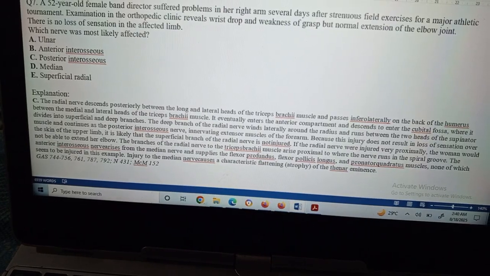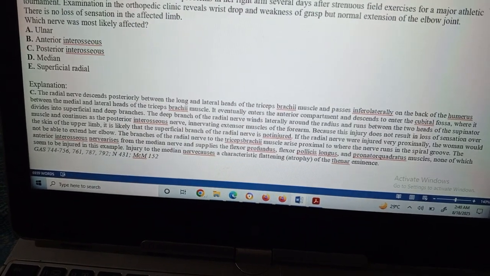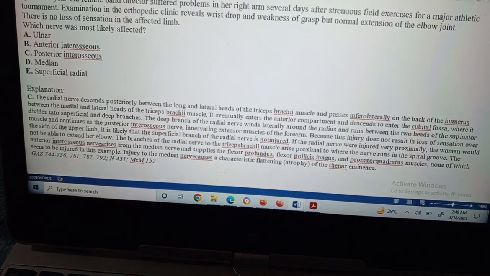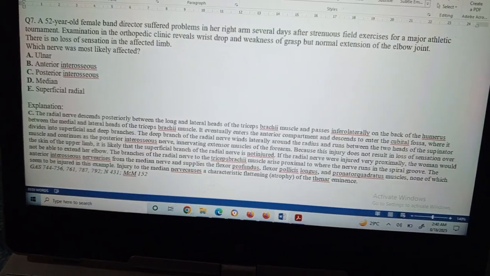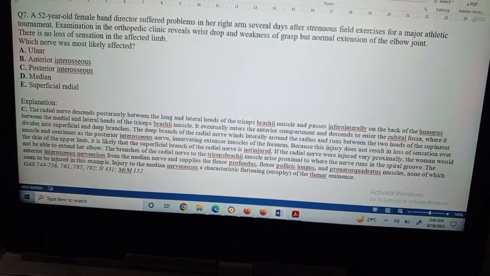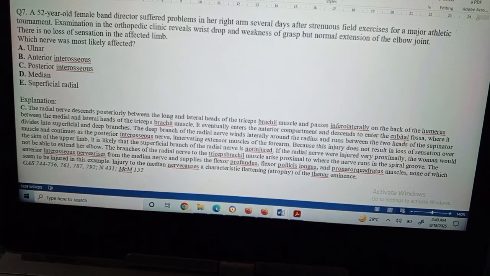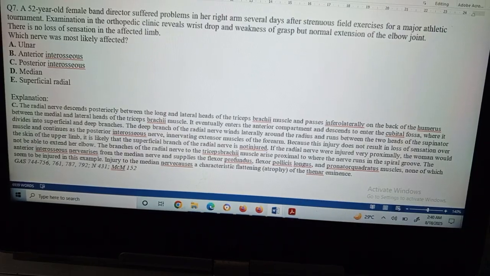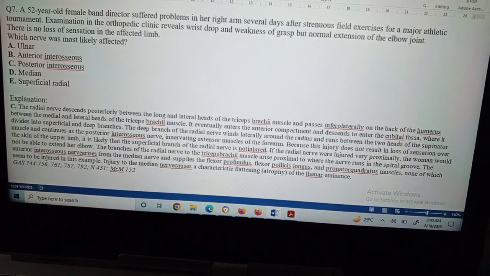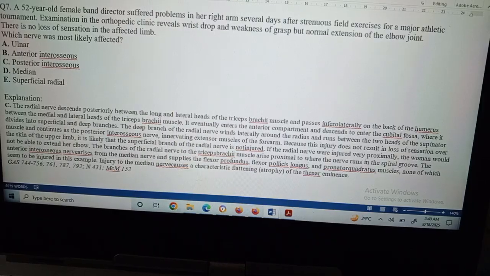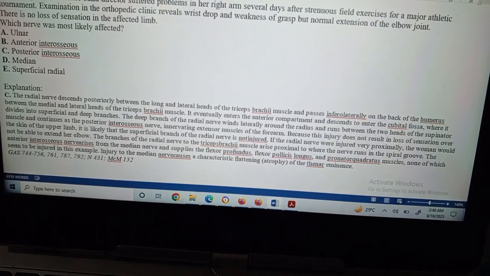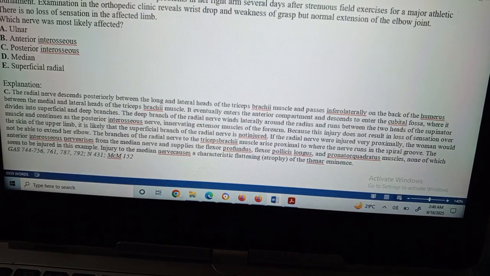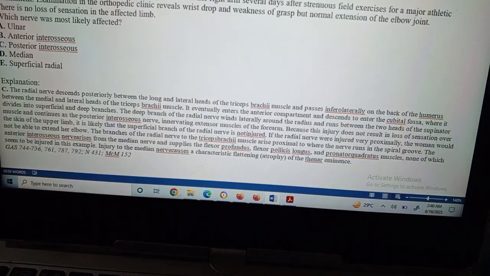Radial nerve, basically, descends posteriorly between the long and lateral head of the triceps brachii muscle and passes inferolaterally on the back of the humerus between the medial and lateral heads of the triceps brachii muscle. It eventually enters the anterior compartment and descends to the cubital fossa, where it divides into superficial and deep branches. The deep branch of the radial nerve winds laterally around the radius and runs between the two heads of the supinator muscle and continues as the posterior interosseous nerve. This is another MCQ.